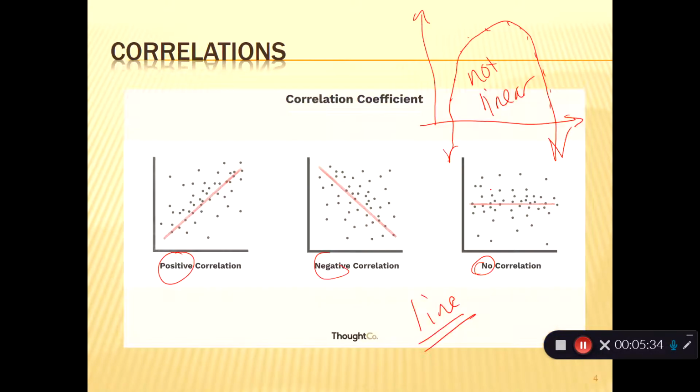Now look at what happens with a positive correlation. When the X increases, the Y also increases. Right? They both go up at the same time. When I'm close to negative 1, it's a strong negative correlation. When the X increases, the Y decreases. That's a negative. Okay?